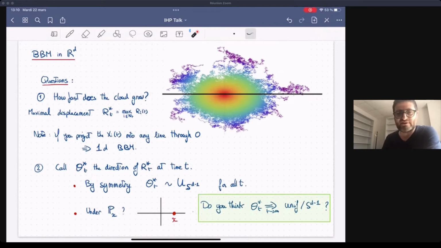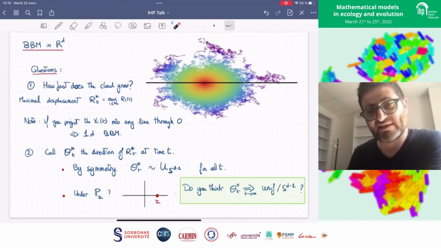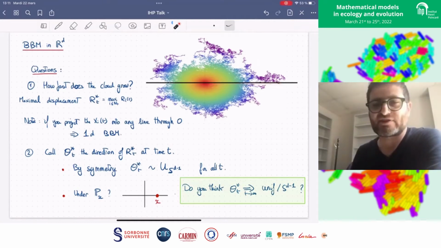So the very easy remark you can immediately make is that if you project your BBM in dimension D on one specific direction, so here you have this black line, which is a direction I've chosen, and you project everything onto this line, what you get is just a standard one-dimensional BBM, right? So the maximal displacement in dimension D is going to be at least as large as the maximal displacement in dimension 1. And in fact, you can expect that maybe it's going to be larger. But you would want to quantify how much larger.